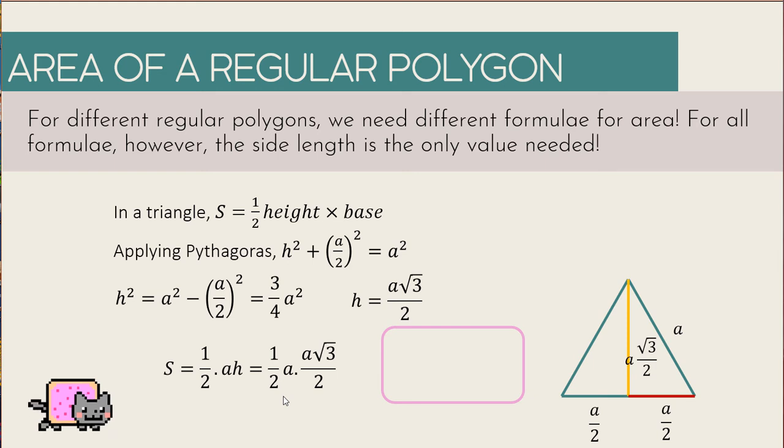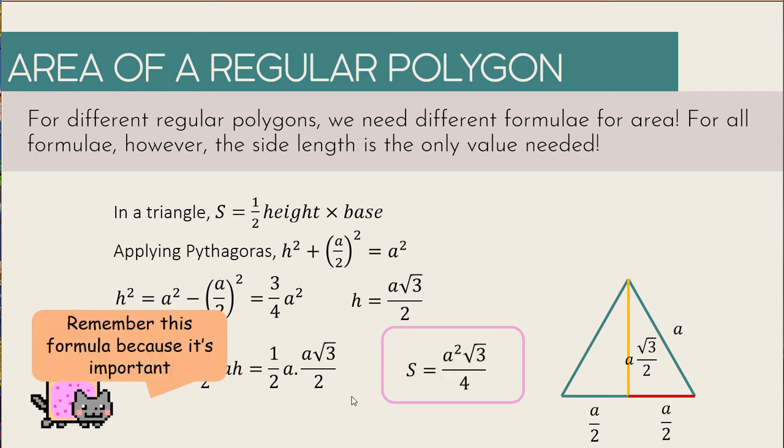Apply the formula for the area of the triangle. S is equal to 1 over 2 a h, equals 1 over 2 a times a square root of 3 divided by 2. And that should be a squared square root of 3 divided by 4. You should remember this formula because it is very important. We will apply this formula in the very next example.